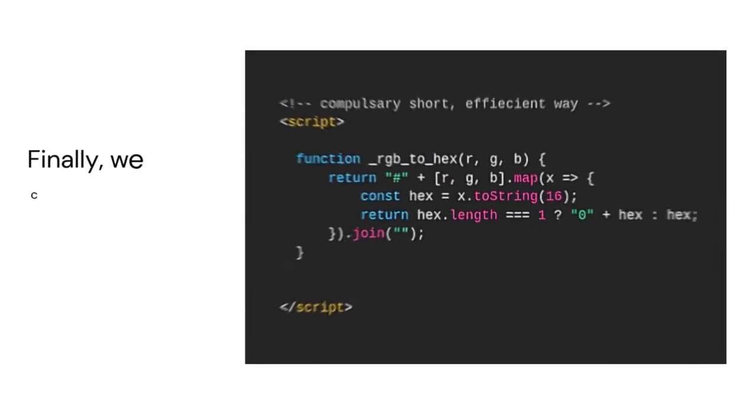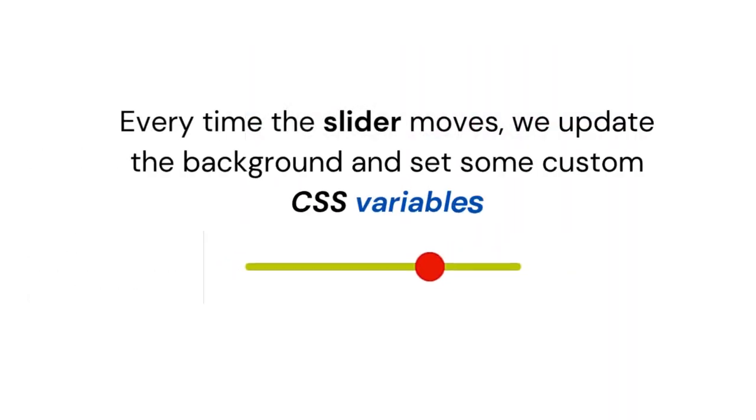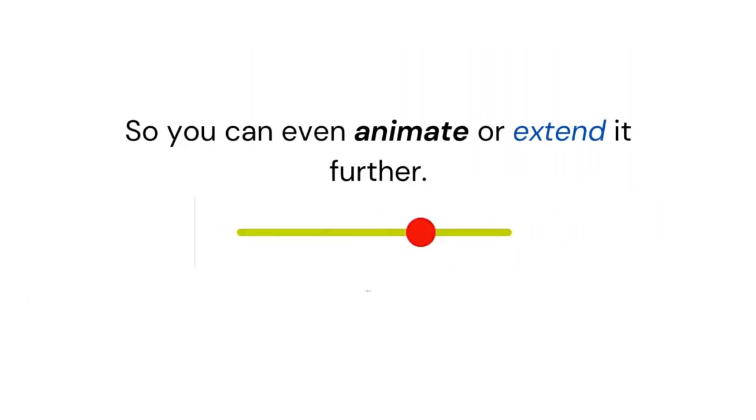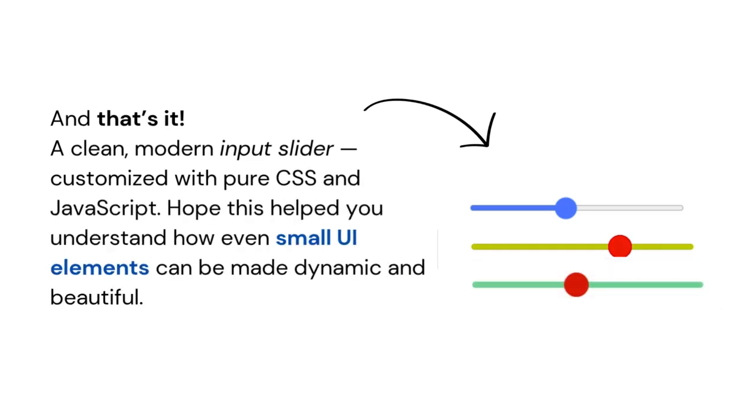Finally, we convert RGB to hex, making it easy to use inside CSS. And that's it. A clean, modern input slider, customized with pure CSS and JavaScript. Hope this helped you understand how even small UI elements can be made dynamic and beautiful.